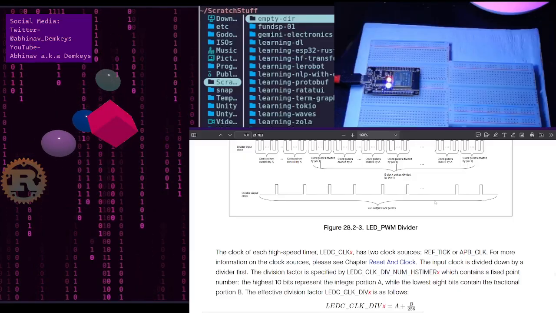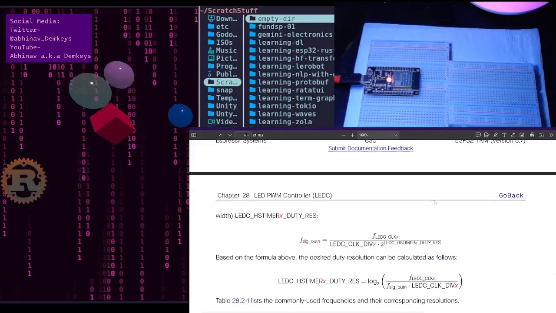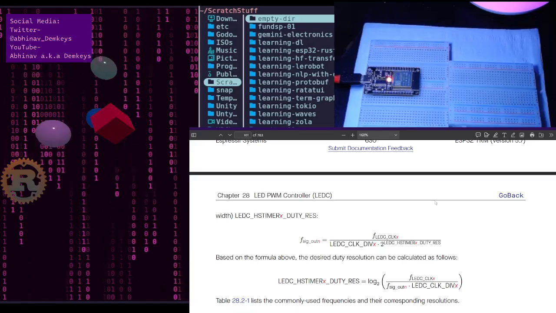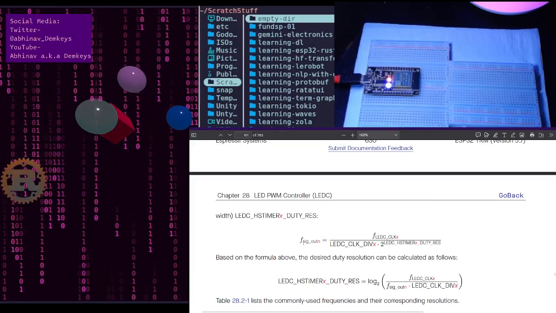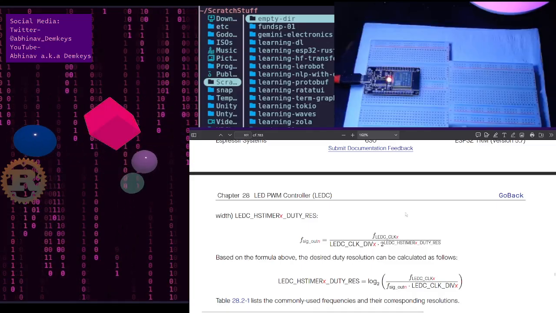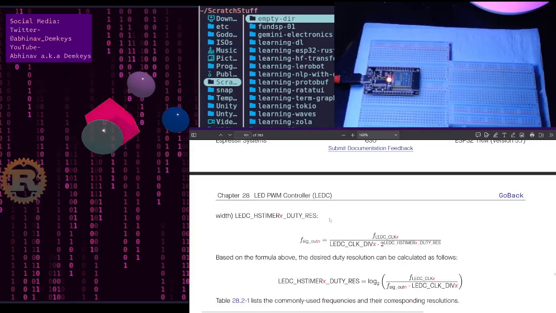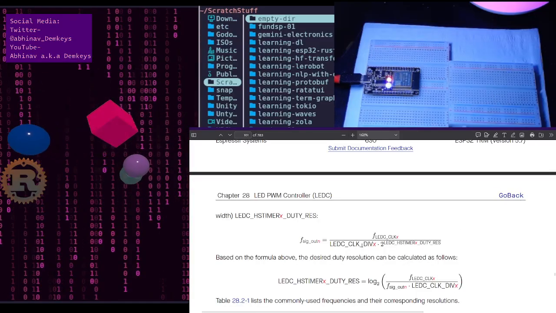Timers, the clock of each high-speed timer. We could just read this. And okay, these two formulas look similar because I'm seeing clock div. I was wondering where the clock divider comes from. And then this is LEDC clock. I'm guessing that's a register whose value is being set based on something.